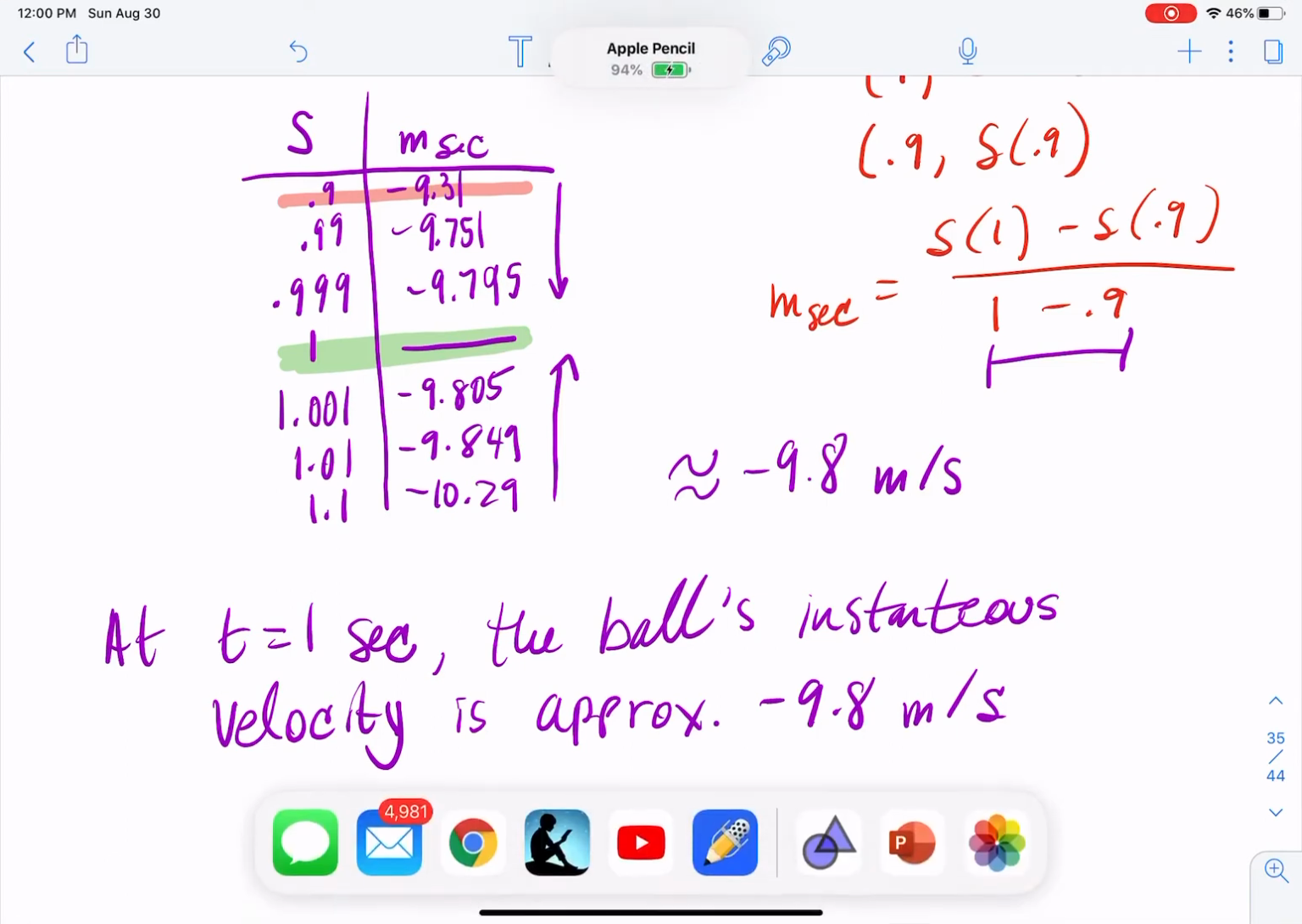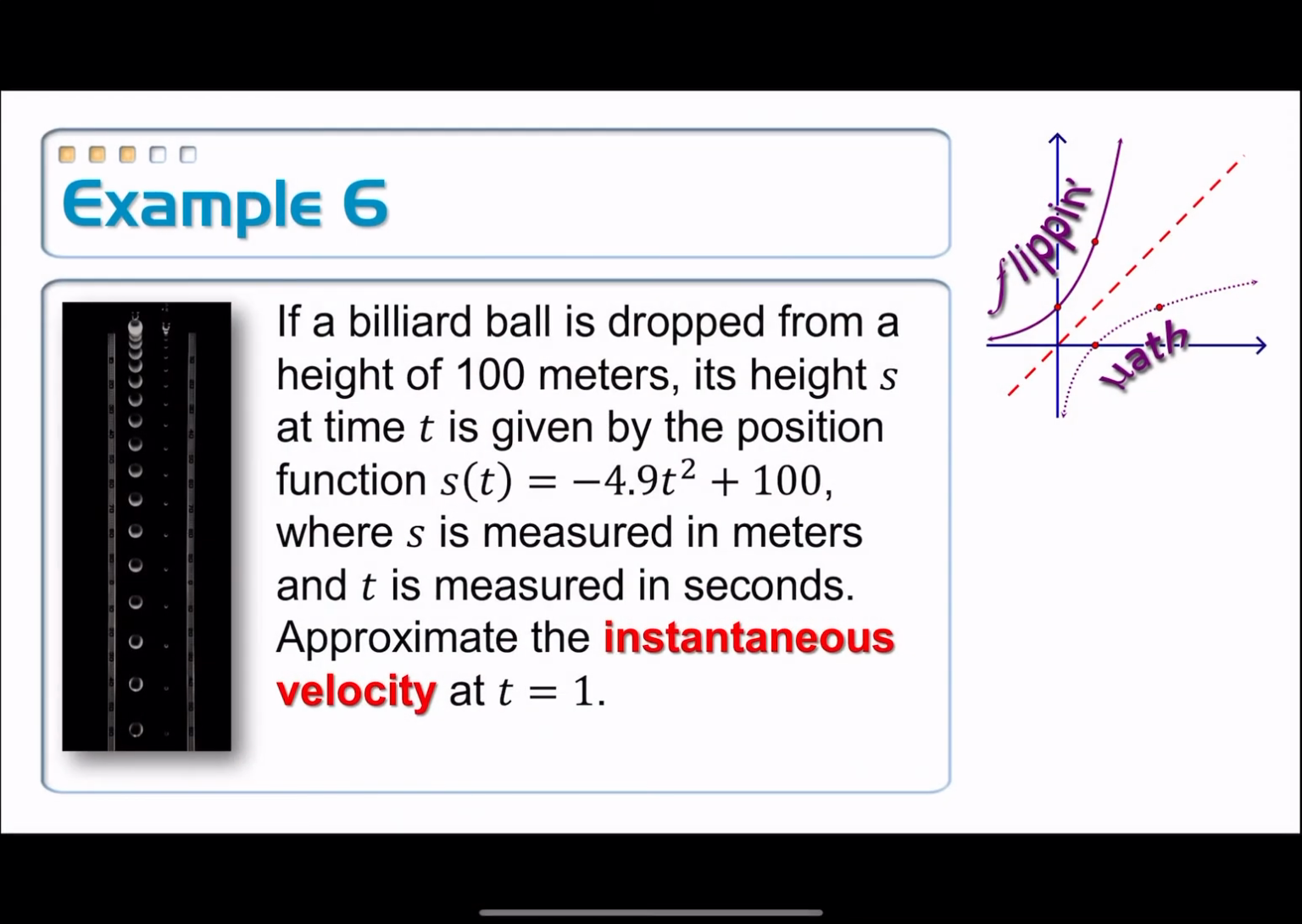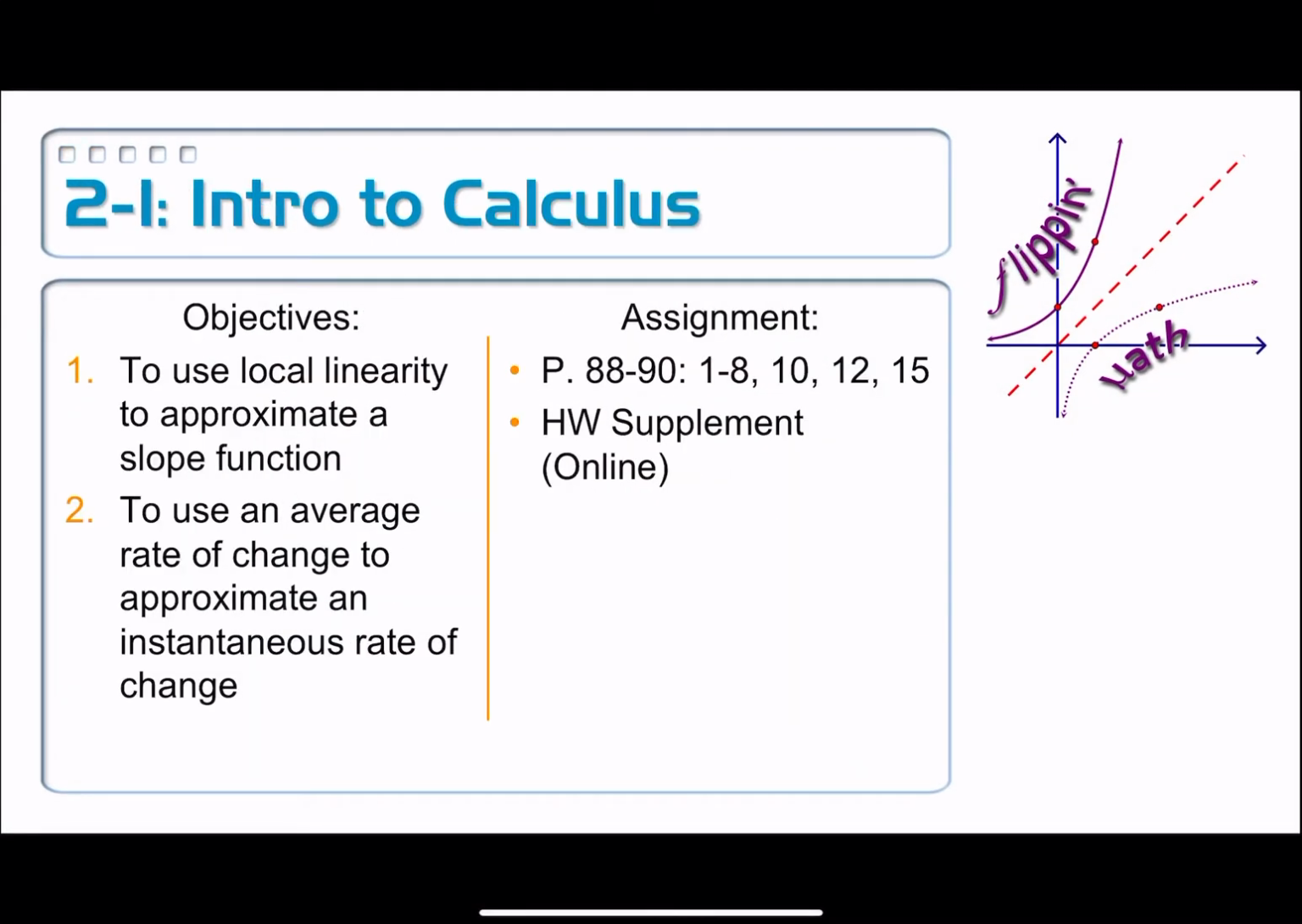And there you have it, ladies and gentlemen. There is our first calculus lesson under our belts. That concluded the second objective, using an average rate of change in order to approximate an instantaneous rate of change. Prior to that, on objective 1, we were talking about local linearity to approximate. It says approximate a slope function. We actually used it to approximate the slope of a function at a particular point on that graph by zooming in until it looks sort of like a line.